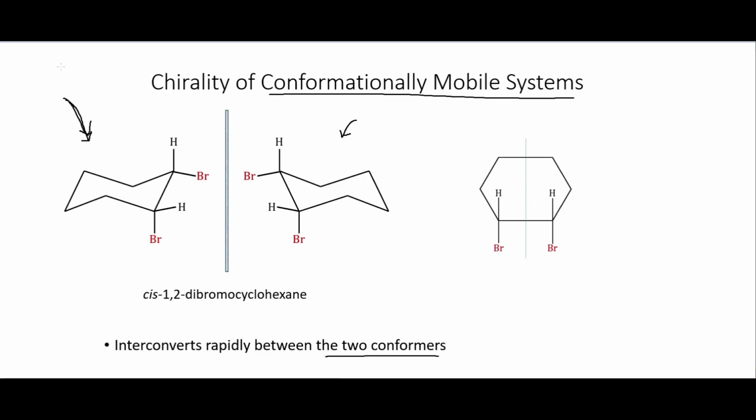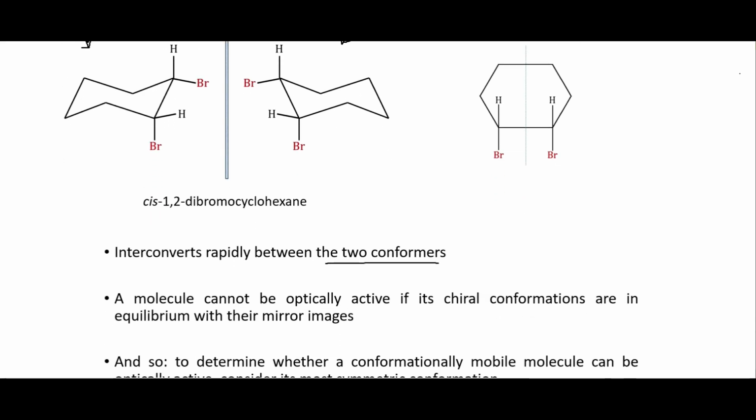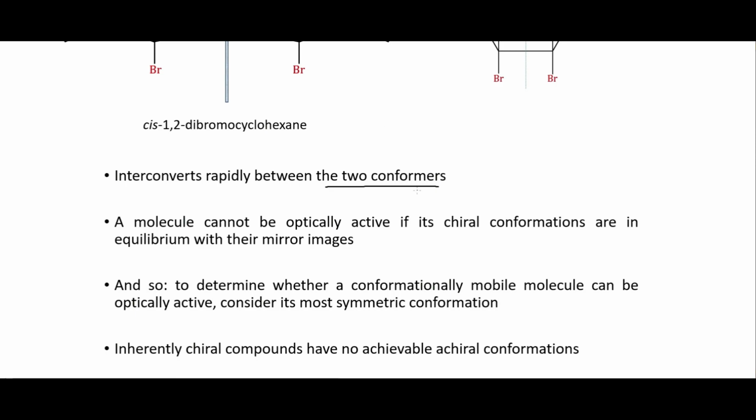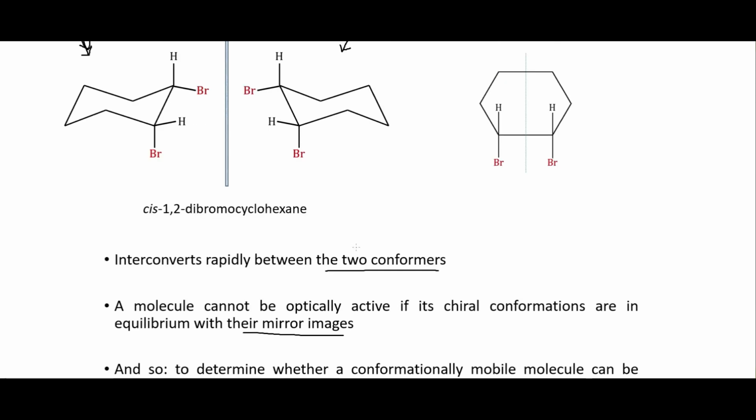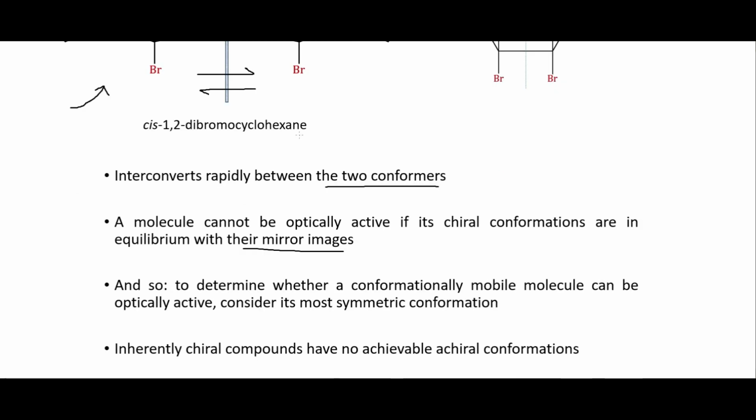And so remember, these chair conformations are called conformers. And so it's interconverting rapidly between them. And so you would essentially have like a racemic mixture of both of these conformers. And so a molecule cannot be optically active if its chiral conformations are in equilibrium with their mirror images. And so this structure here is not considered chiral because it's rapidly interconverting between these two things right here.